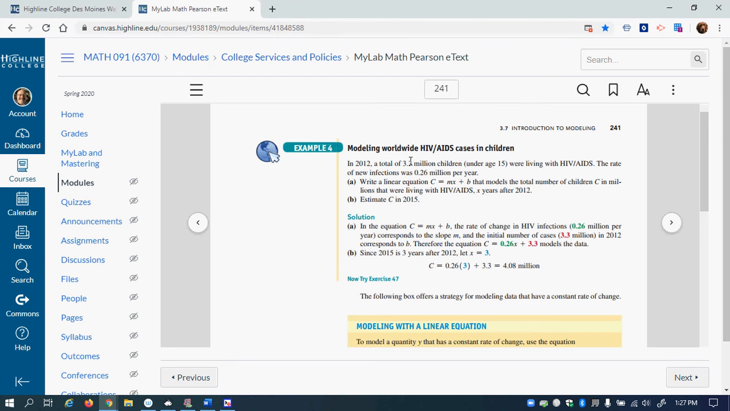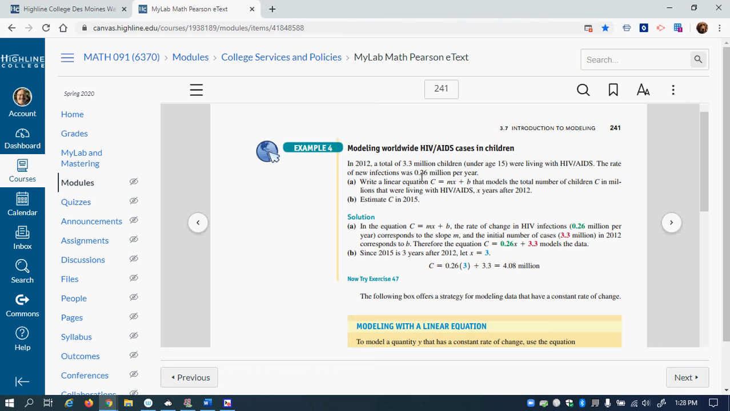So right away they've told us what we need to create our equation, because they want you to write an equation with C being the total number of children who have HIV equal to mx plus b. They told us the b right from the start, because they said a total of 3.3 million children in 2012. So this told us our y-intercept.